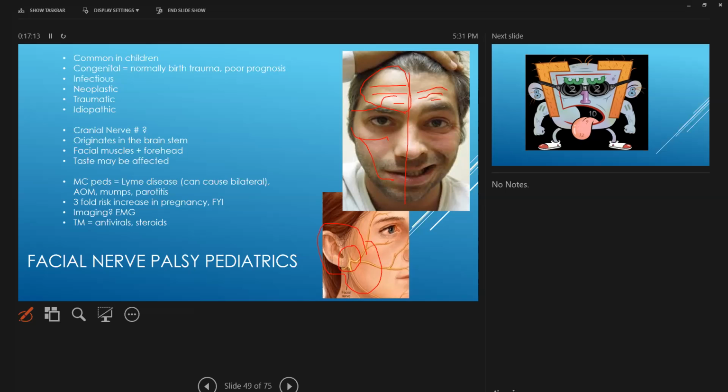and can cause that as well. There's a 3-fold increase in pregnancy, and we would want to think about what we're going to do for imaging and, in this case, it's probably going to be an EMG, because we want to make sure what's really going on with this neurologic function. Treatment is generally antivirals and or steroids to decrease inflammation that's probably causing irritation to that nerve.